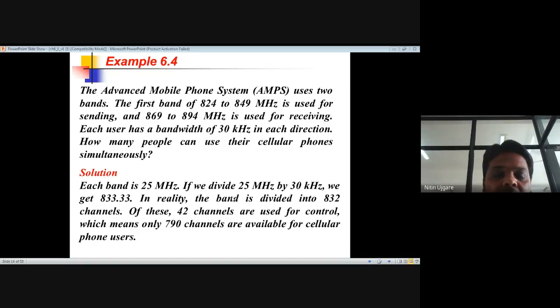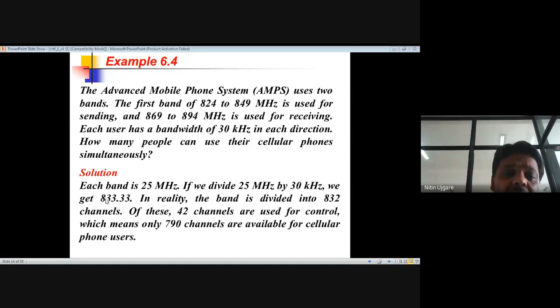So how did we get this 833? 25 megahertz converted into kilohertz is 25 into 1000, that will be 25,000 kilohertz. So 25,000 kilohertz divided by 30 kilohertz, what we get is 833. So in reality, the band is divided into 832 channels.